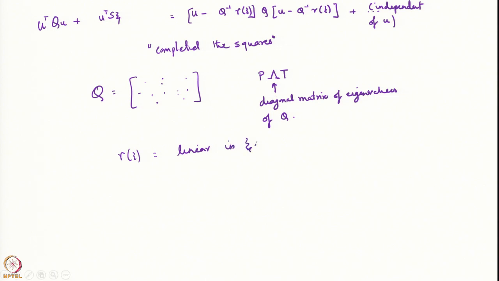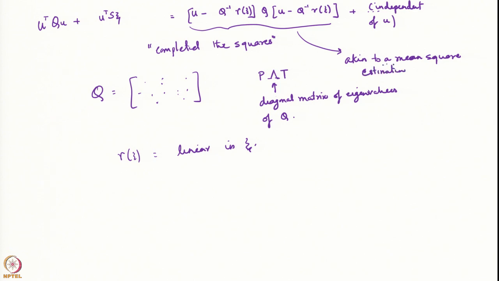So, once this is linear in psi and psi itself is a Gaussian vector, then this cost starts resembling, is akin to, a mean square estimation of a Gaussian vector given another vector which is Gaussian. It is as if what one is doing is a mean square estimation of some kind of Gaussian vector given the knowledge of another Gaussian vector.